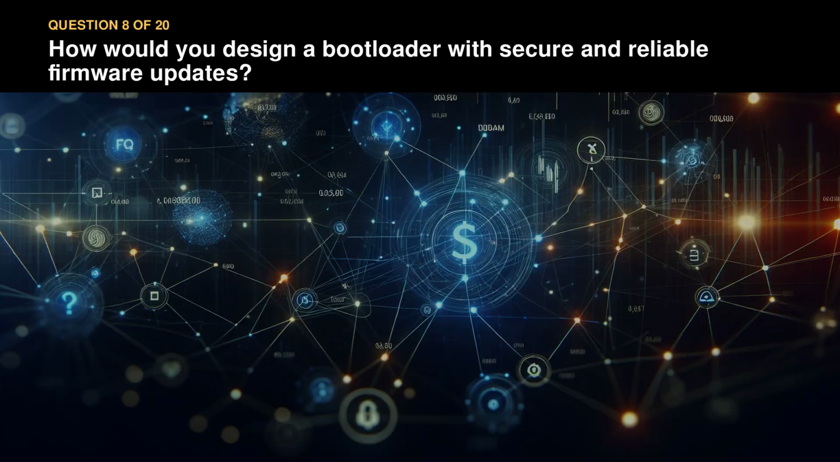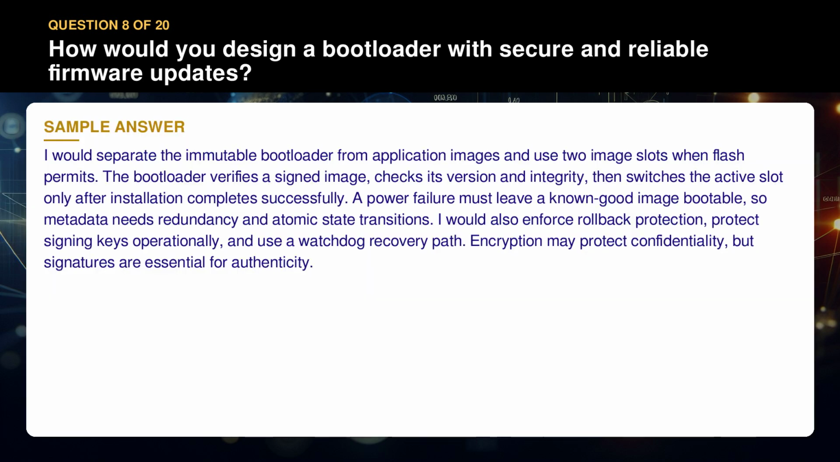Question 8. How would you design a bootloader with secure and reliable firmware updates? I would separate the immutable bootloader from application images and use 2 image slots when flash permits. The bootloader verifies a signed image, checks its version and integrity, then switches the active slot only after installation completes successfully. A power failure must leave a known good image bootable, so metadata needs redundancy and atomic state transitions.